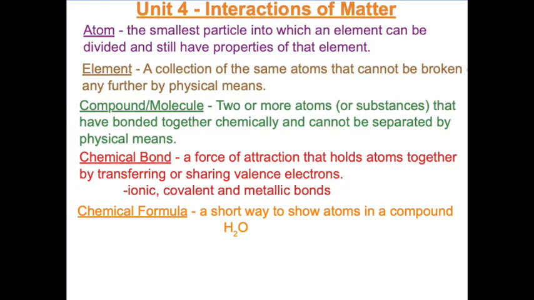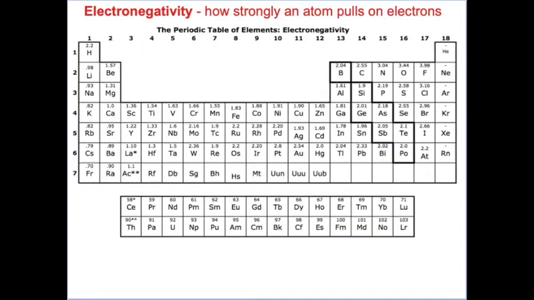We will be using chemical formulas, such as H2O, to show atoms bonding. It is much faster and easier to use symbols than to write out the entire name. We are going to determine how specific atoms bond together, and to do this, we will use a pattern on the periodic table for electronegativity.